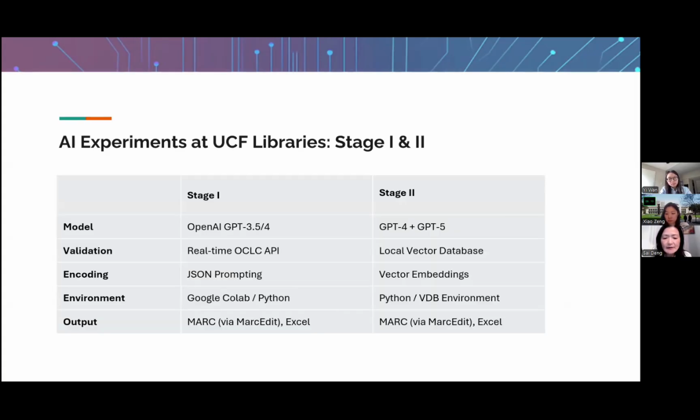So in comparing stage 1 and stage 2, the main difference is the validation method. Stage 1 relied on the OCLC FAST API, while stage 2 shifted to a local vector database. The overall workflow using Python and the CALA remained the same.